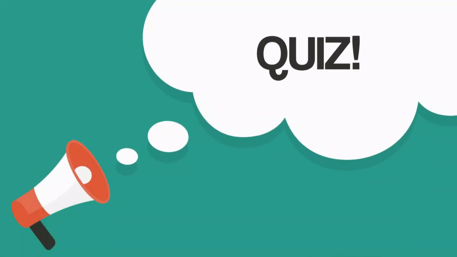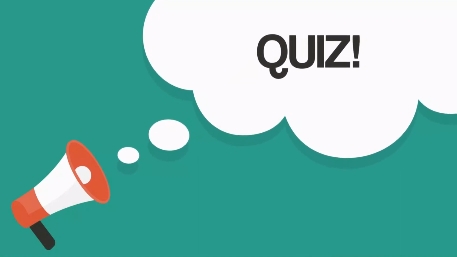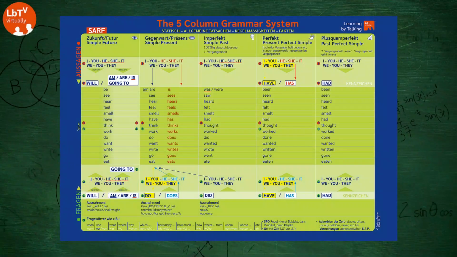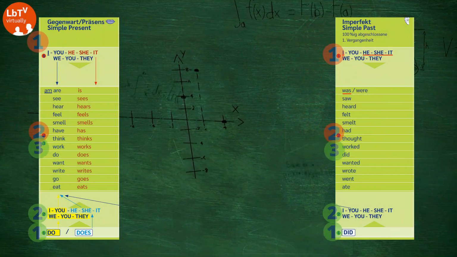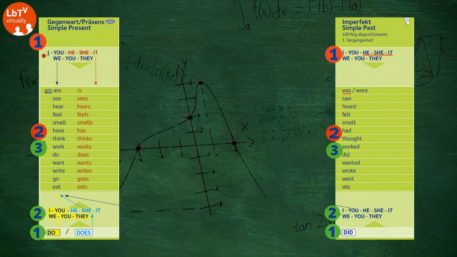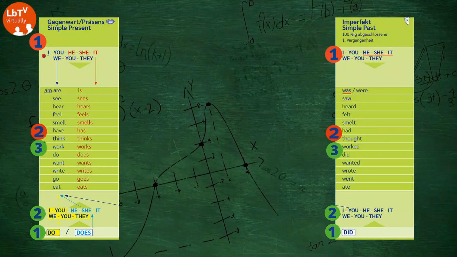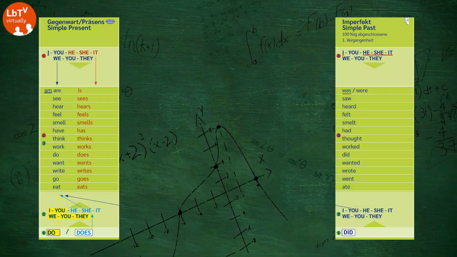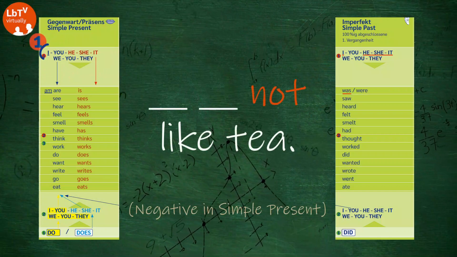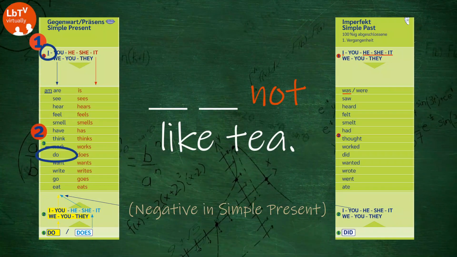Lots of grammar today, but it's important to get it right. Let's look at some examples to see how you would complete each sentence. This time, we'll be highlighting the steps on the 5-column system and building the sentence with you. Feel free to pause at any time if you need more time.